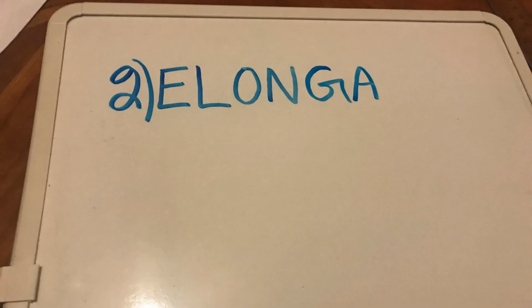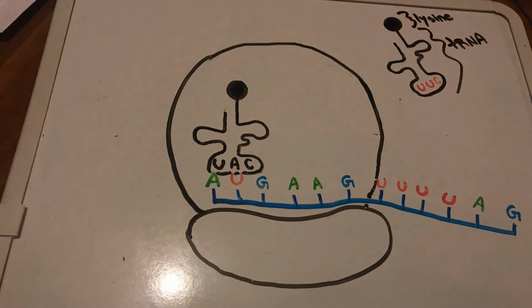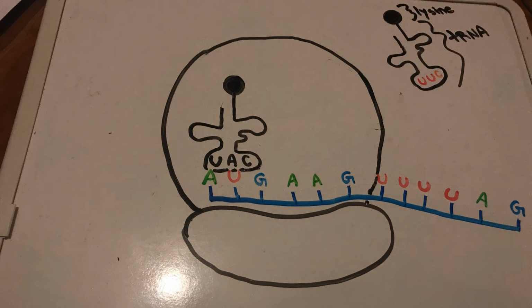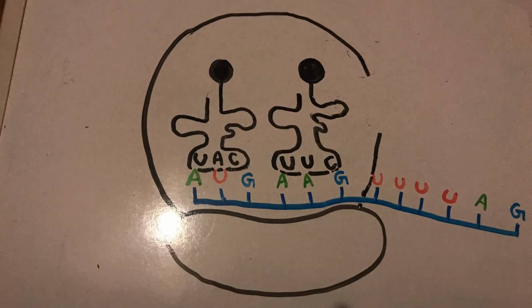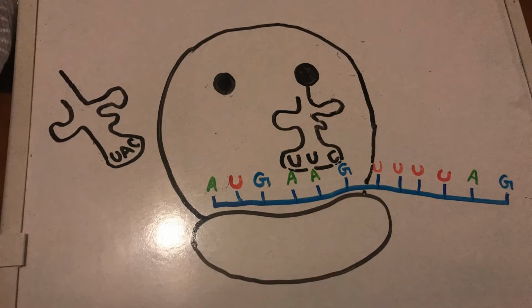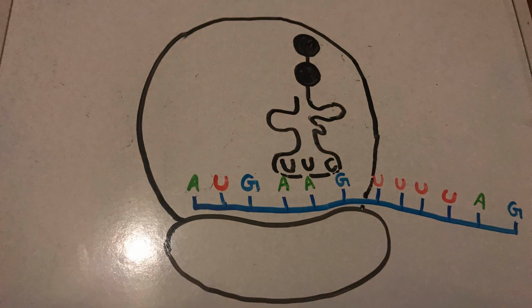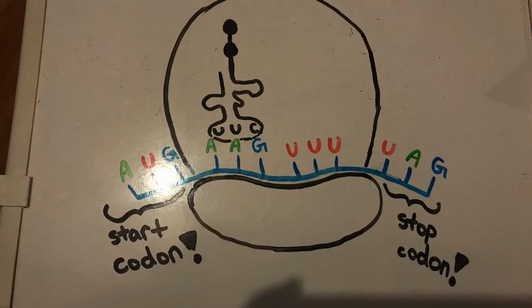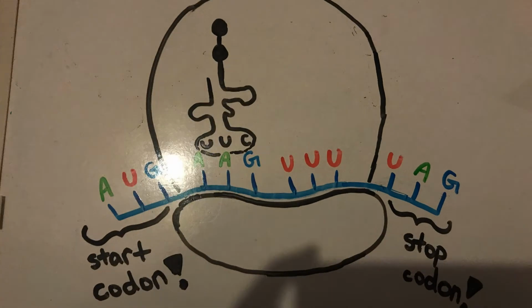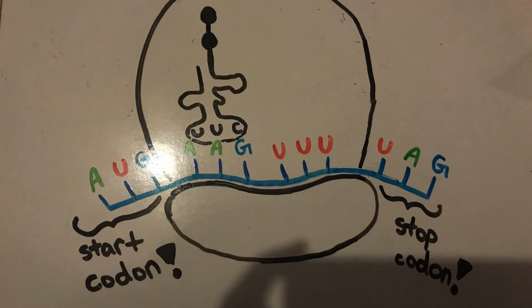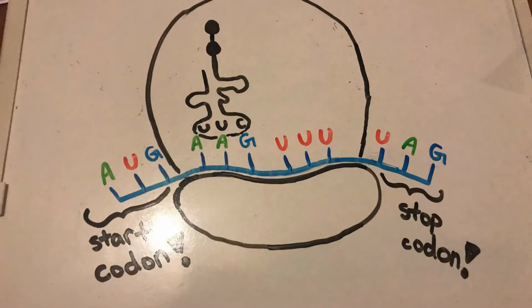The second step in translation is elongation. The tRNA carrying amino acid lysine binds to codon AAG on the mRNA strand. The first tRNA leaves the ribosome without methionine. Methionine covalently bonds with lysine. AUG is the start codon and UAG is the stop codon in this mRNA strand.